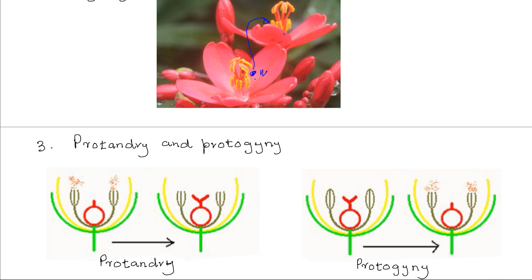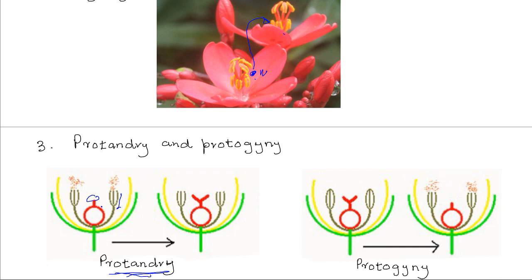The first one, the phenomenon is known as protandry. This is whereby the male part of the flower, that is the stamen, matures and produces the pollen grains before the female part, and in particular the stigma, has matured and is ready for pollination. So the stamens ripen before the stigma is in a condition to receive pollen grains. This condition is known as protandry.